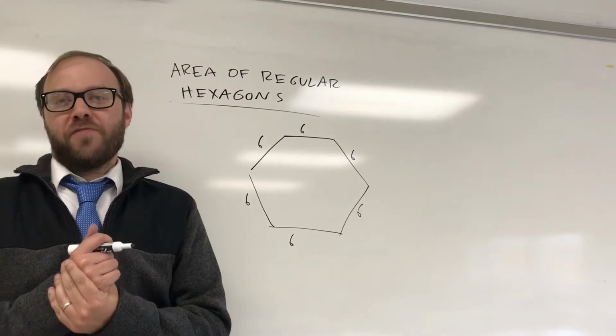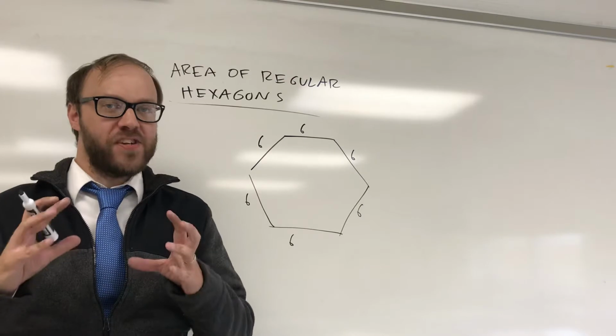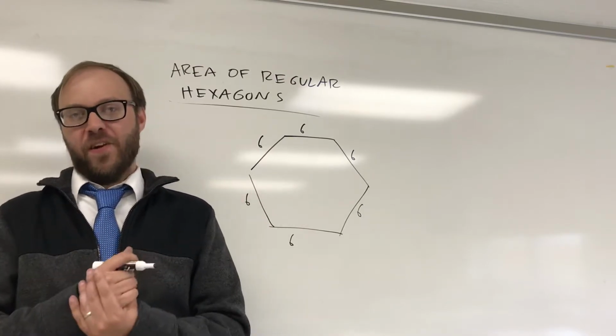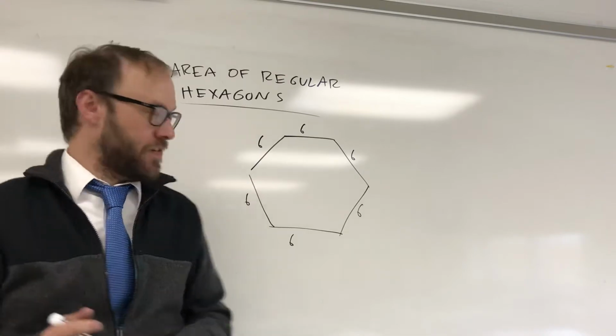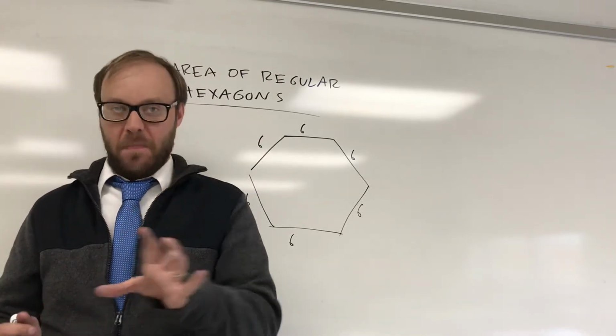In section 11.5, we're going to learn how to find the area of regular polygons, and this is a little bit challenging and it involves several key things that we've learned from earlier on in the year. Couple of quick reviews. Number one, you need to know angle measures.